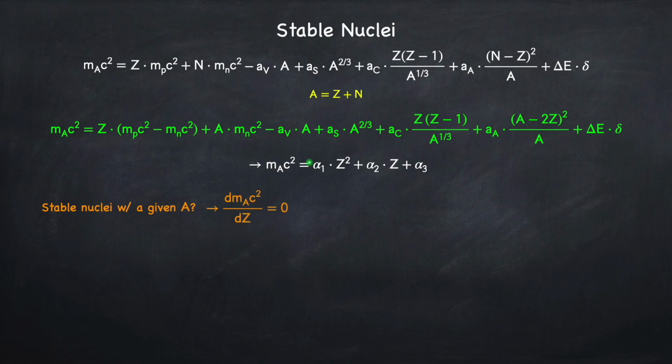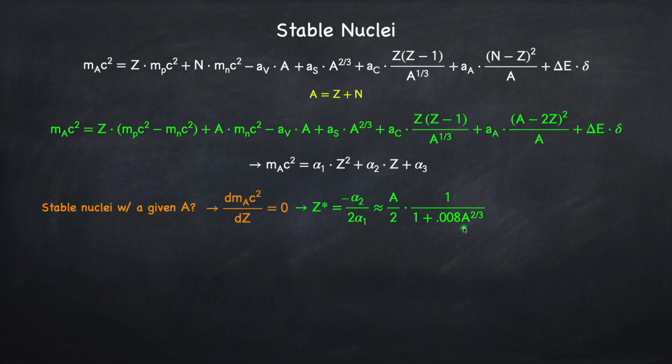And when you do that and plug in the values of alpha 1, alpha 2, and alpha 3, you get that the critical value of Z, which I'm calling Z star, is equal to alpha 2 over 2 alpha 1, and that's approximately equal to A over 2 times this factor, 1 divided by 1 plus 0.008 A to the 2/3.